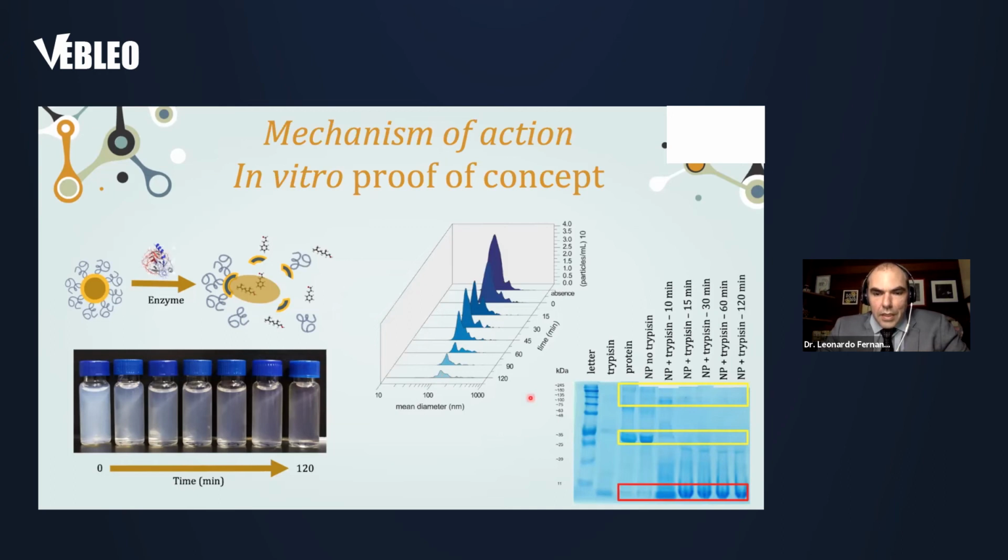Also, we ran protein gel electrophoresis, and here you can see the protein, zein, that we used to prepare the particles. These are the protein bands. These are the nanoparticles, so we have the same bands of protein, and we incubated the nanoparticles with trypsin over time. What you can observe is that the bands from the protein decrease, and some small fragments of protein start to appear. These small fragments are probably due to the breaking of the nanoparticles by enzymatic activity.